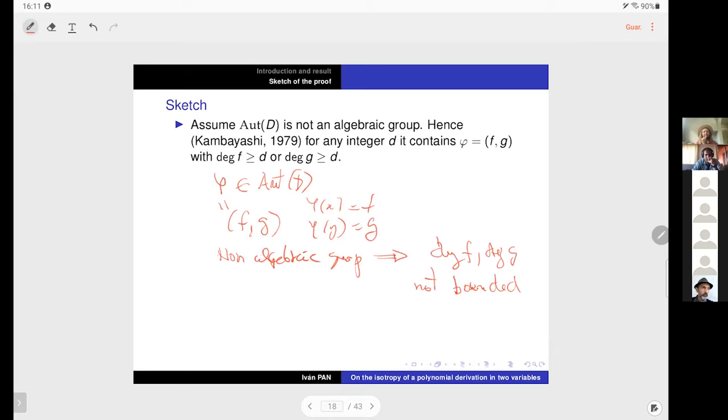For the group, that is for any integer D, this group contains an element of degree greater or equal than D. This is the case.